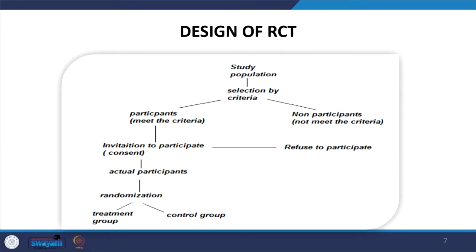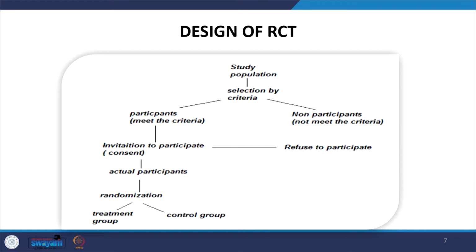The design of an RCT is as follows. Starting with the population, there are selection criteria: one group is called participants and another is called non-participants. Participants meet the criteria, and non-participants are not part of the program at all. For example, if a cash transfer program is being evaluated, we consider the population who are eligible for cash transfers. Those who are not eligible are not part of our group for the RCT design.